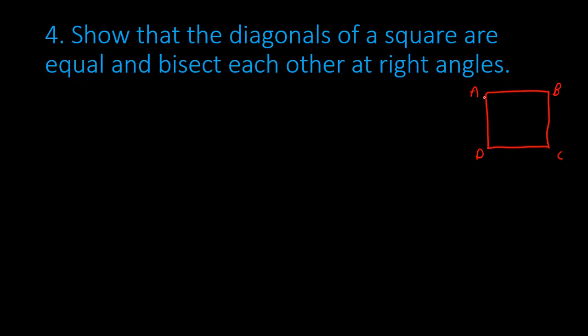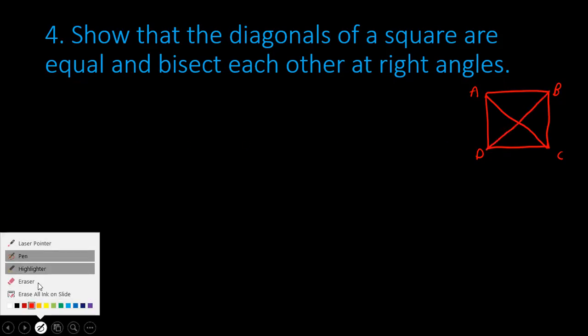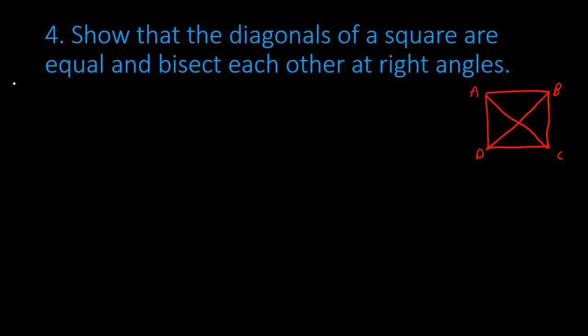Now the diagonals of the square are AC and what? BD. So what do we have to show? Let me just write that down for you. Prove or show that the diagonals of a square are equal and bisect each other at right angles.